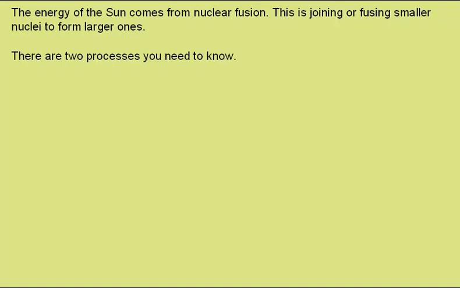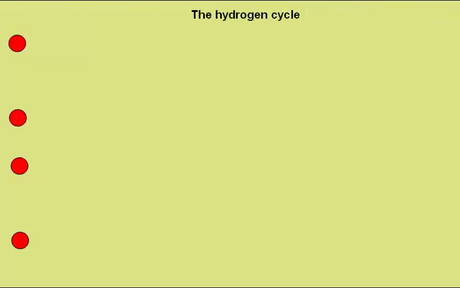There are two processes you need to know about. The first is the hydrogen cycle. Here we have 4 protons, or hydrogen nuclei. What can happen is 2 protons can join together, with one immediately undergoing beta plus decay to become a neutron. So we get a heavy hydrogen, or deuterium, which is a proton and a neutron joined together. We also get the positron, or beta plus particle, and an electron neutrino.